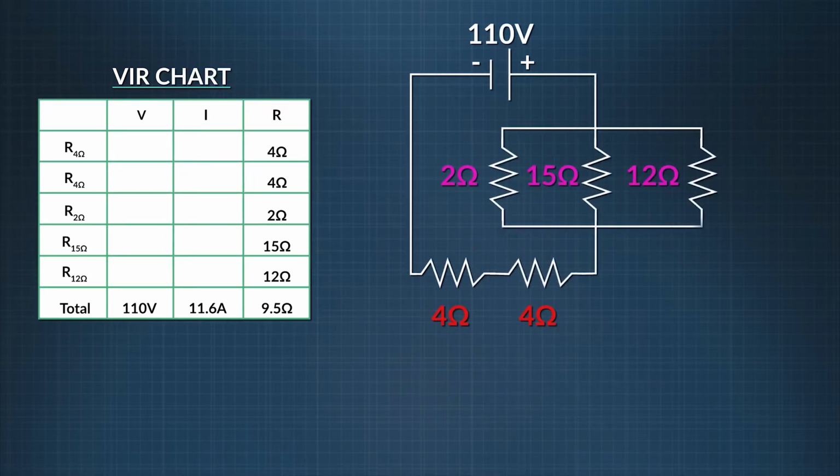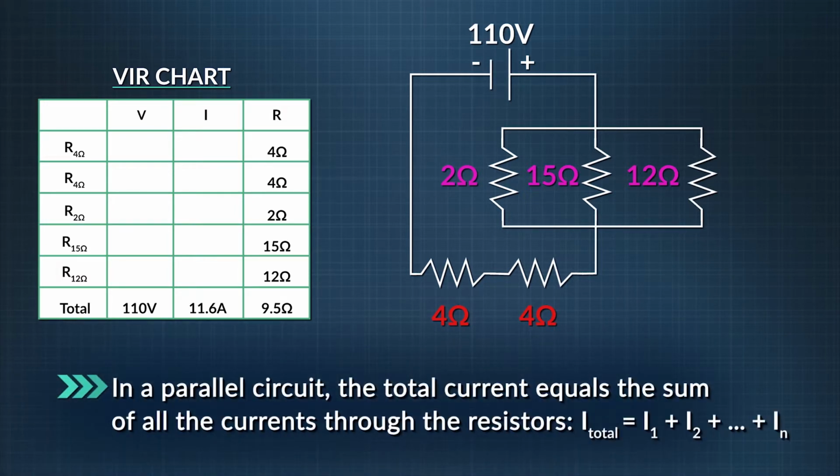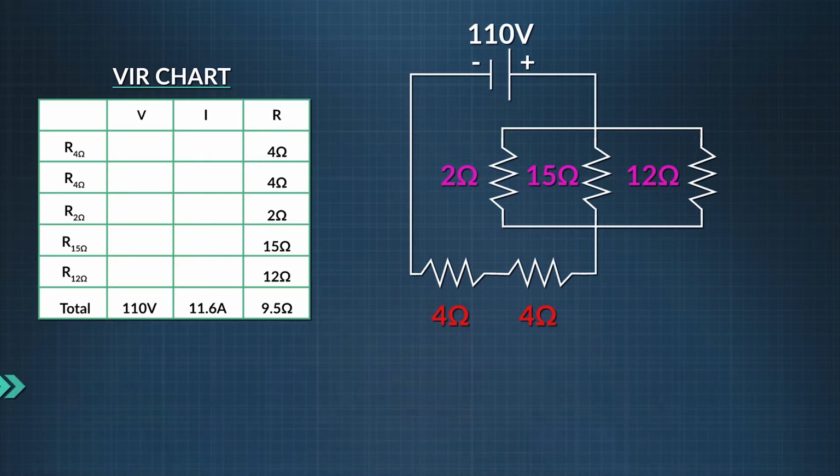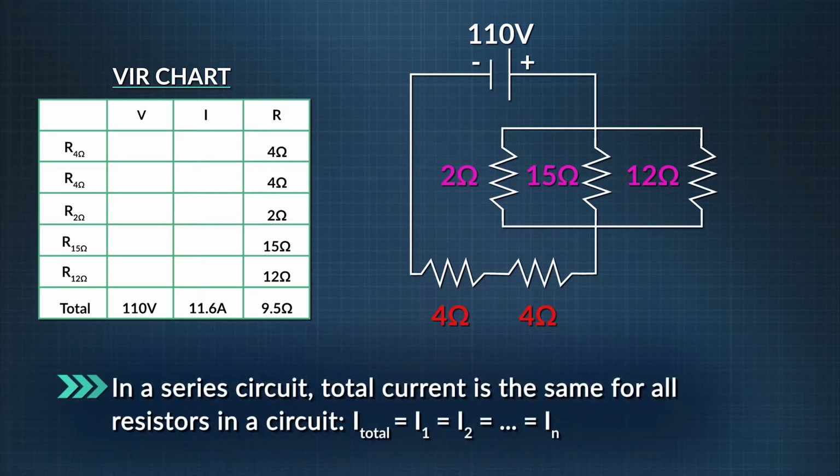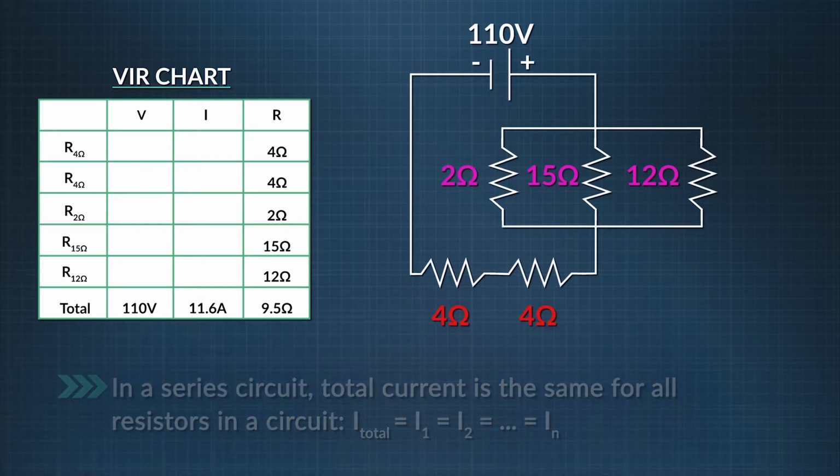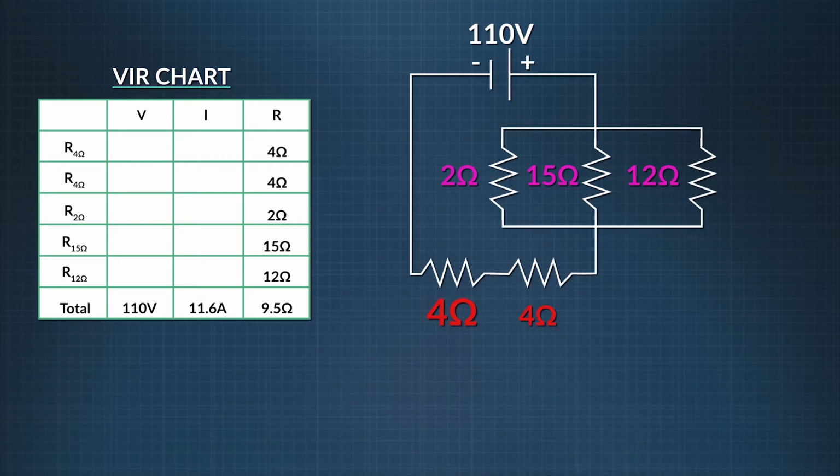We'll use the fact that in a parallel circuit, the total current equals the sum of all of the currents through the resistors, and in a series circuit, total current is the same for all of the resistors in a circuit. Right away, we know the current running through the 2 4-ohm resistors that are in series is 11.6 amps. So we put 11.6 amps as our current for those resistors in our chart.